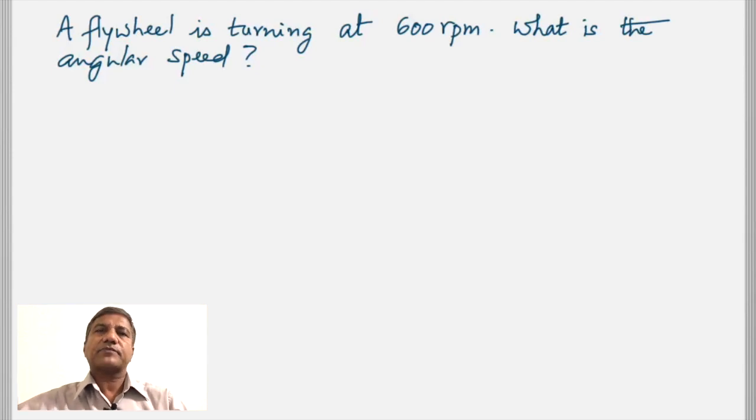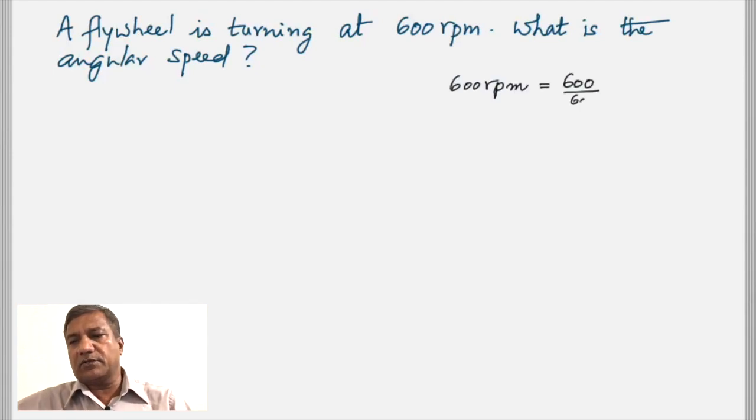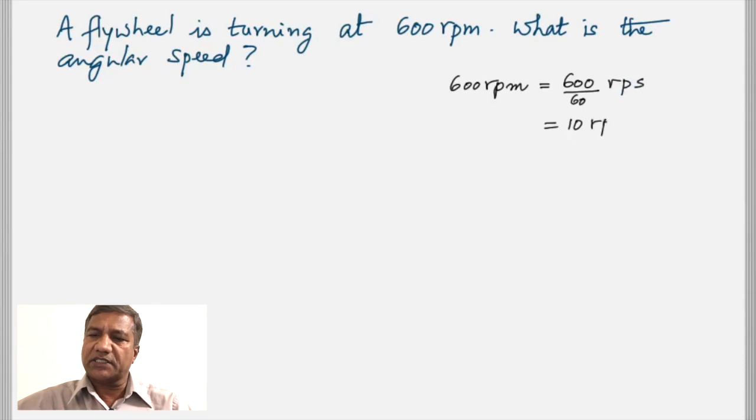And then we know that each rotation is 360 degrees or 2 pi radians. Now here we work with radians. So each rotation is 2 pi radians. And so you just multiply the number of rotations per second with 2 pi to give you the answer. All right, so 600 rotations per minute is 600 by 60, 10 rotations per second.